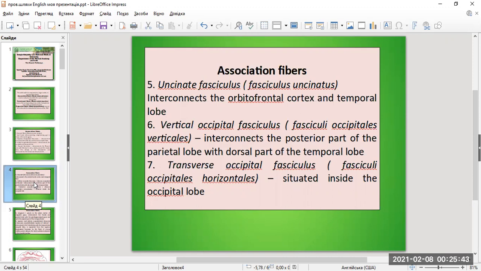Vertical occipital fasciculus, fasciculi occipitalis verticalis, interconnects the posterior part of the parietal lobe with the dorsal part of the temporal lobe. Transverse occipital fasciculus, fasciculi occipitalis horizontalis, situated inside the occipital lobe.